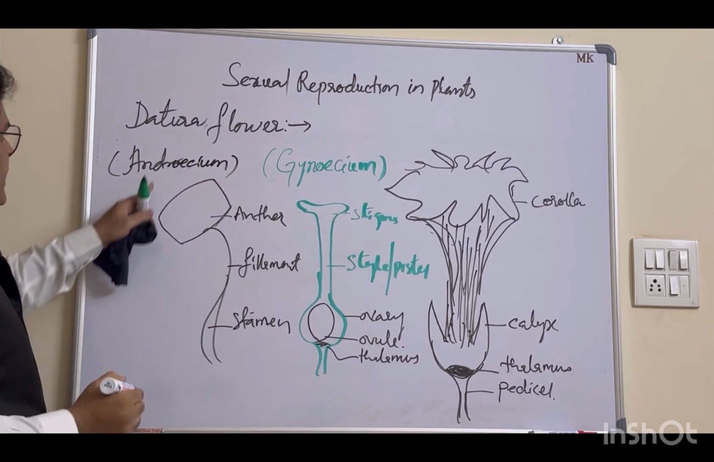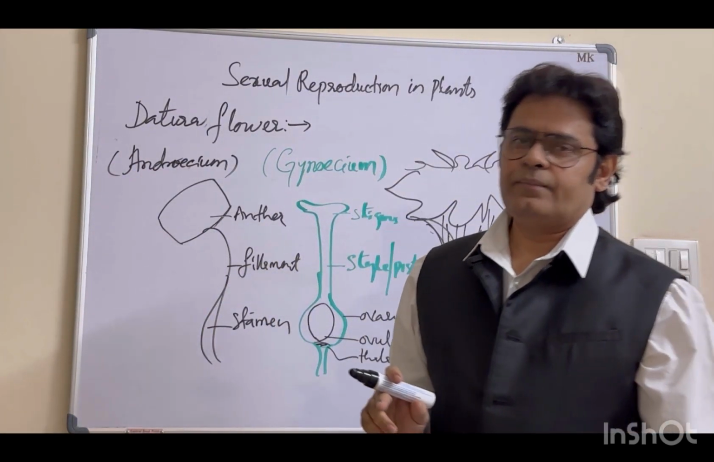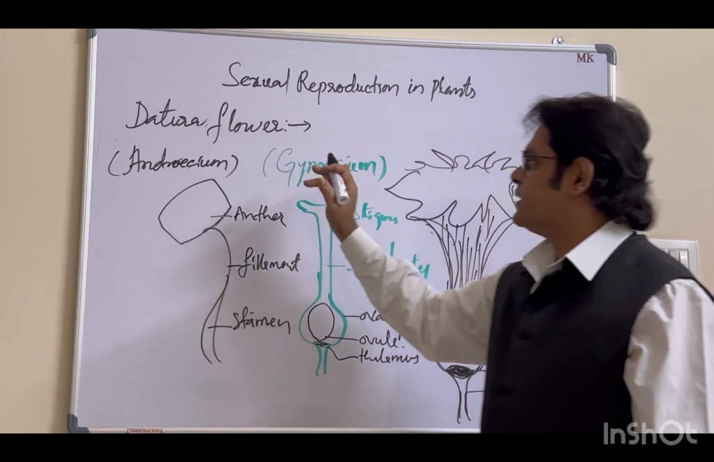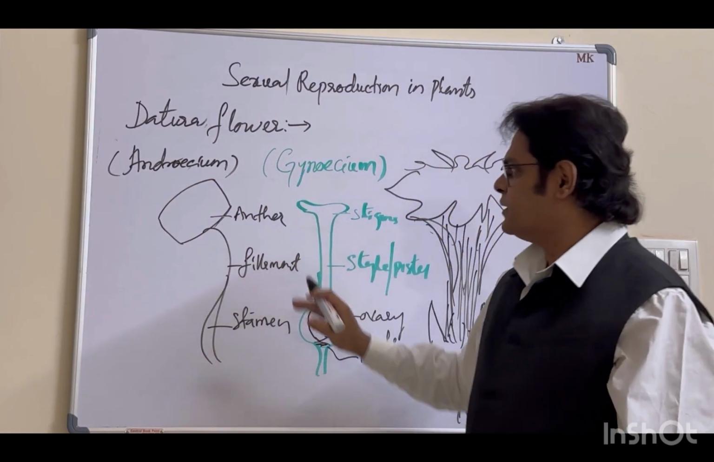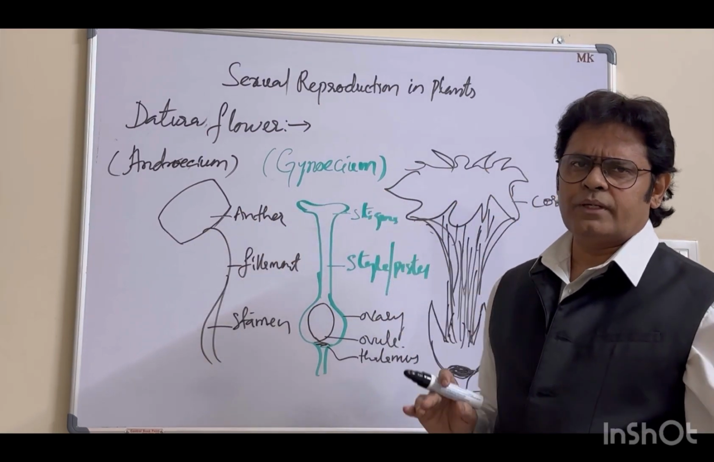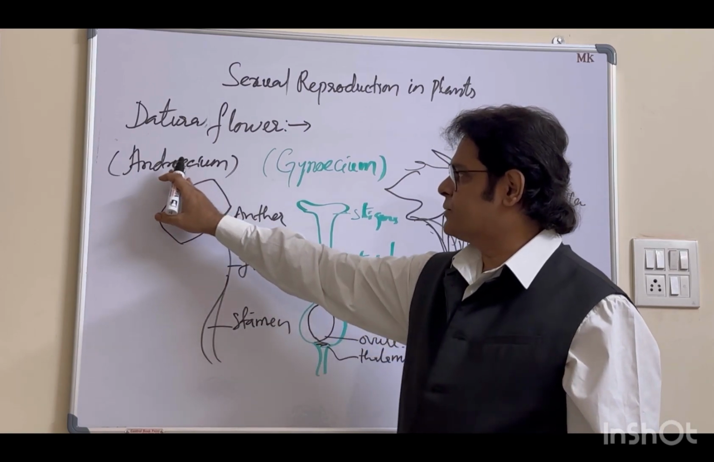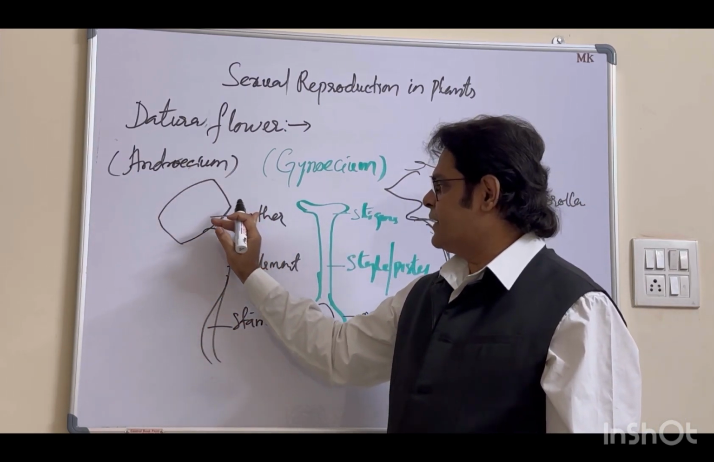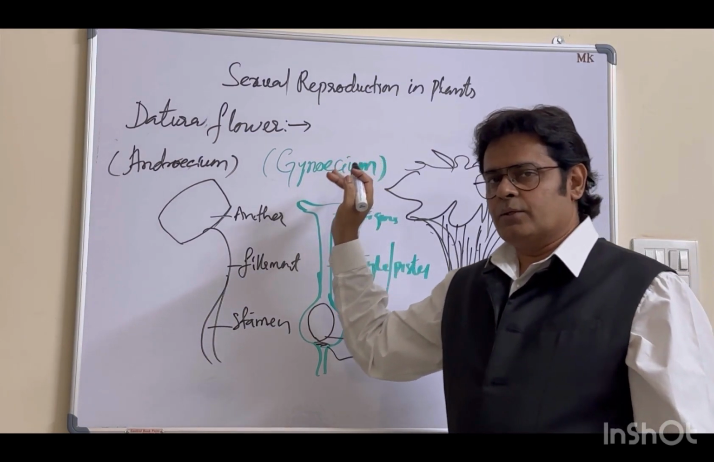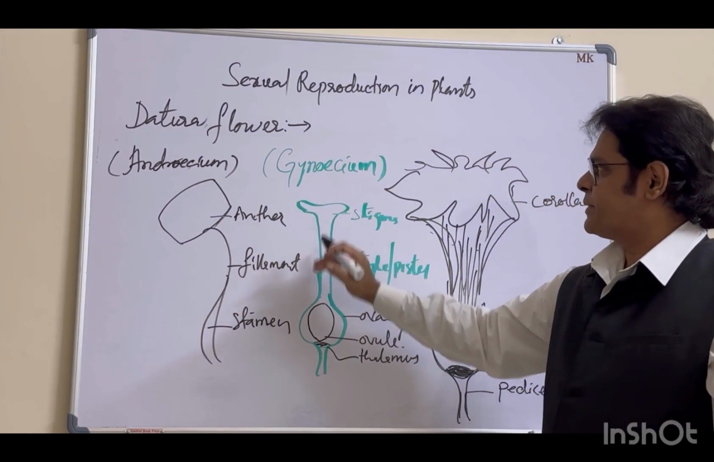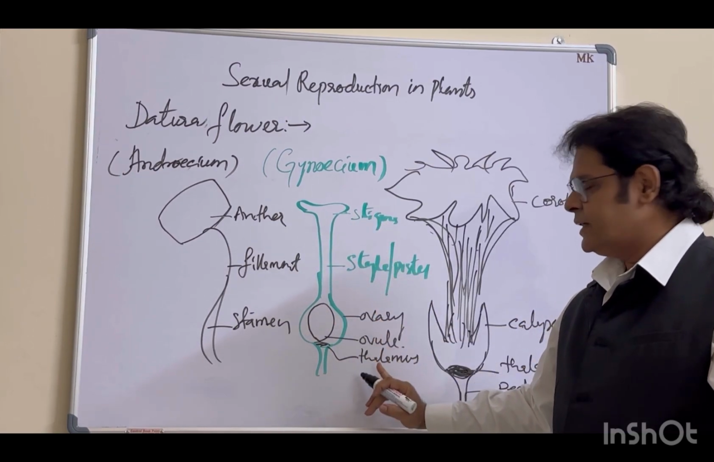Androecium, clear. So androecium and gynoecium together are called the accessory parts of a flower. In a short two-mark question, what is androecium and what is gynoecium? Then you have to write these parts. Androecium is the male part consisting of anther, filament, stamen. The female parts together are called gynoecium: stigma, style or pistil, ovary, ovule and thalamus.